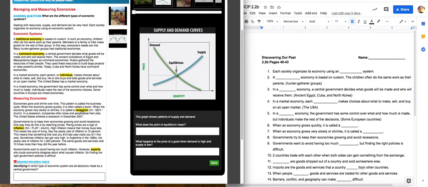Now we'll probably start to hear, guys, this term tossed back out again. You'll probably start to hear the word recession as this pandemic drags on and people are out of a job and some businesses are closing. We might go back into a recession. Not a good thing. Governments try to keep their economies growing and avoid recessions. One way to do this is by watching prices. Okay? Rising prices are a sign of inflation.